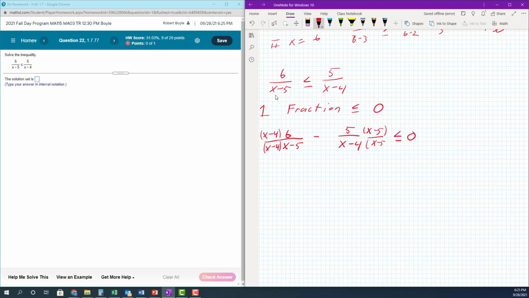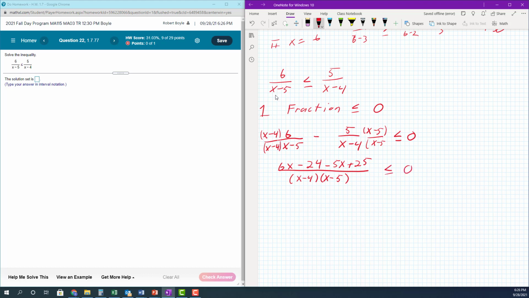Okay, so basically in the numerator I'm going to have 6 times x, which is 6x, 6 times -4, which will be minus 24, minus 5 times x is minus 5x, and then minus 5 times -5 is plus 25. That's all going to be over the product of x minus 4 and x minus 5. Now I could go ahead and expand that, but I would actually have to factor it back out again to find the solutions. So might as well just leave it like that. And of course this is less than or equal to 0.